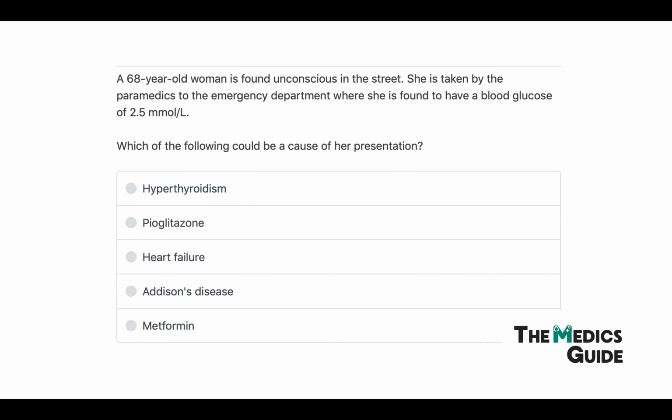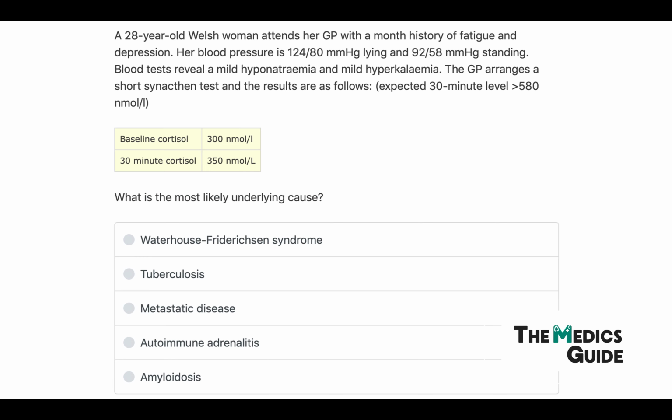A 68-year-old woman is found unconscious in the street. She is taken by paramedics to the ED, where she is found to have a glucose of 2.5. Which of the following could be a cause of her presentation? So we know that Addison's can often present in an adrenal crisis with hypoglycemia. There's also something to be aware of when doing any blood tests. Addison's disease is the answer here.